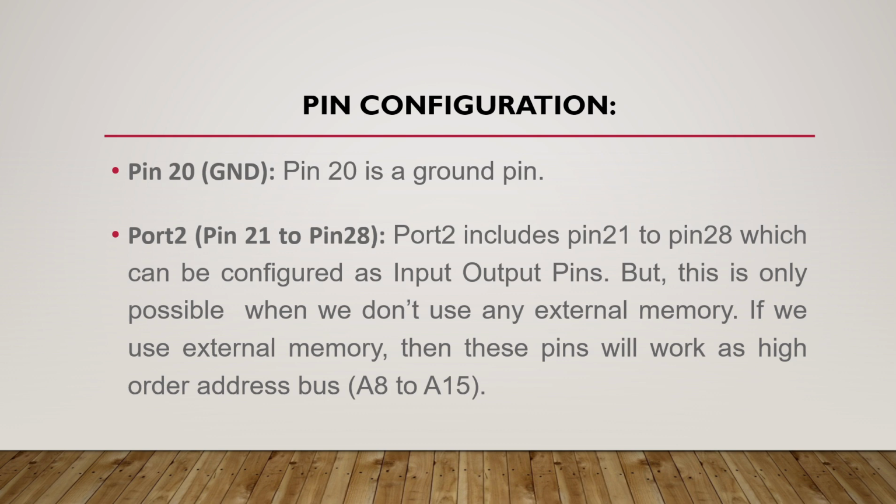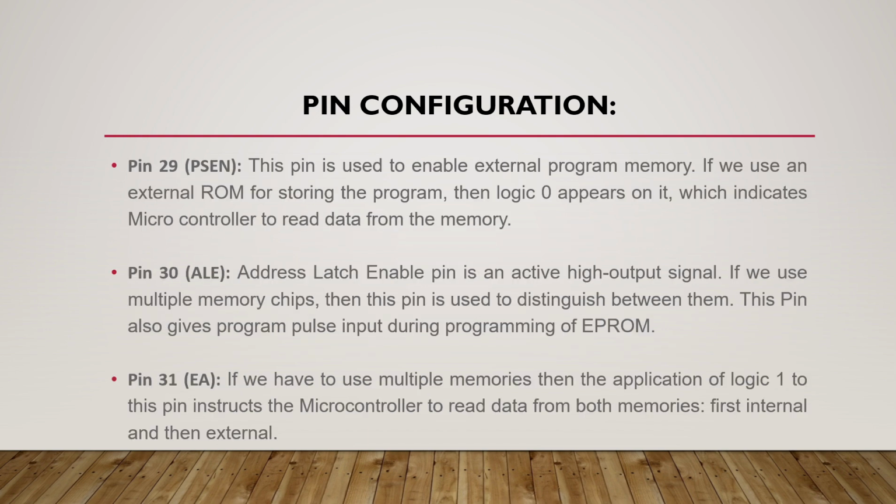So we can use an 8-bit address bus, which is A8, A9, A10, A11, A12, A13, A14, A15. These are the address buses of port 2. These 8 address lines are there. Next, pin 29. This pin is used to enable the external program memory. Whatever external program memory we are using, it can be enabled.